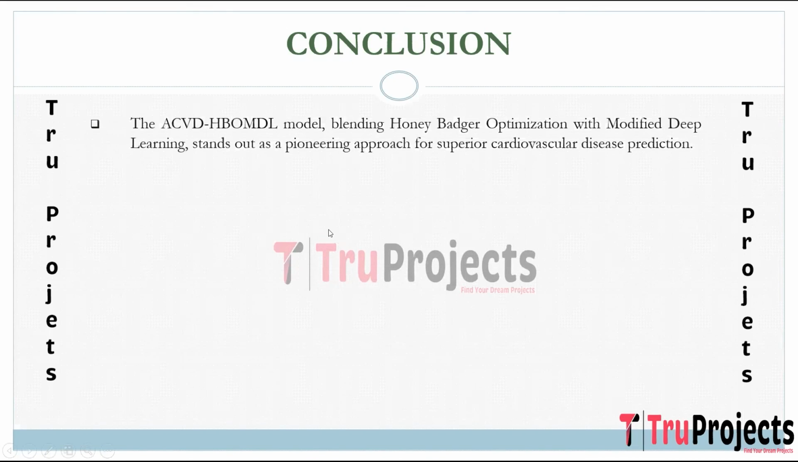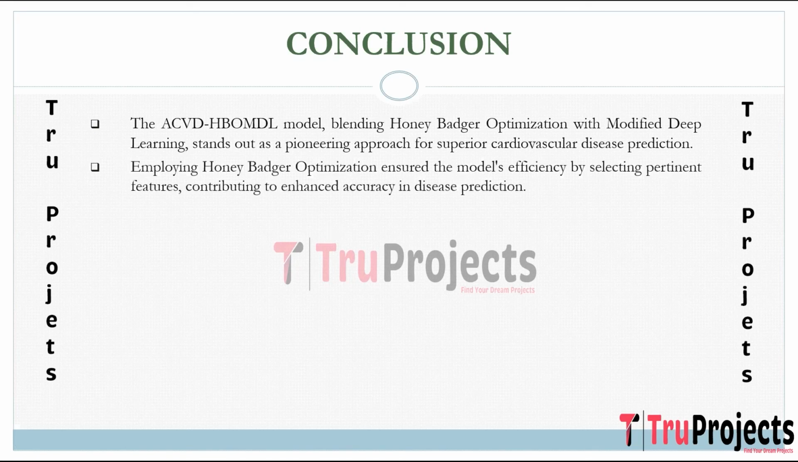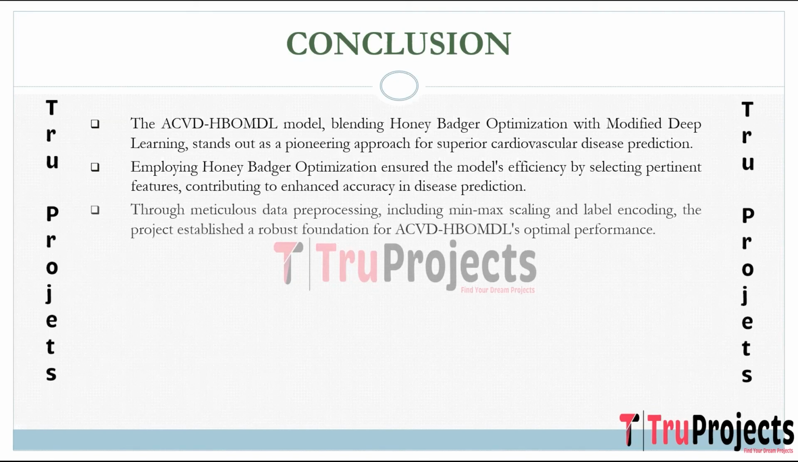Conclusion of the project. The project successfully introduced an automated cardiovascular disease diagnosis using honey badger optimization with modified deep learning model, combining advanced optimization techniques and deep learning for enhanced accuracy in cardiovascular disease prediction. Utilizing the honey badger optimization algorithm, the project demonstrated the significance of feature selection, ensuring that the most relevant parameters are considered for cardiovascular disease diagnosis, contributing to improved model efficiency.